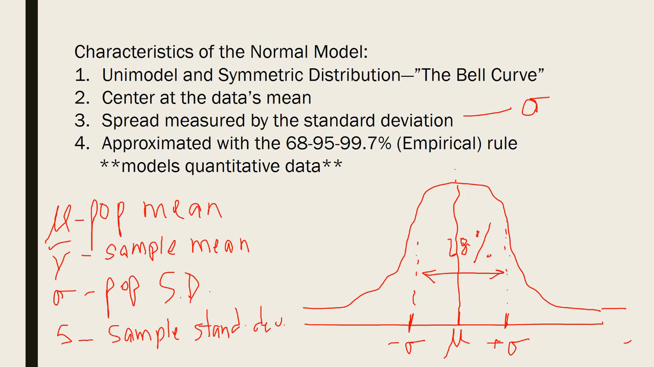But we can go on and say, make sure I turn my pen on again, 68% is within one standard deviation of the mean. Then 95% of the data is actually within two standard deviations of the mean.